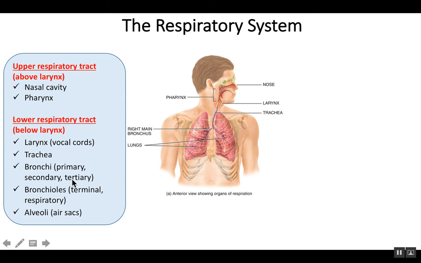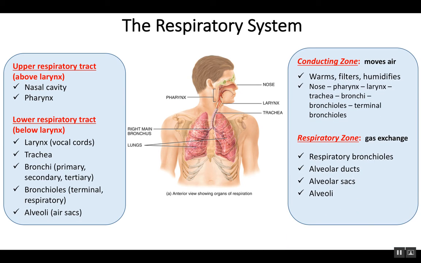Tertiary bronchi go to these smaller segments within a lobe of a lung. Then they branch into smaller airways known as bronchioles. And then they end up being named terminal bronchioles and then respiratory bronchioles. And then finally the alveoli, which are the small air sacs. So this is how we divide up the respiratory system anatomically. Basically, everything above the vocal cords is upper, everything below the vocal cords is lower, but we typically put the larynx in the lower respiratory tract.